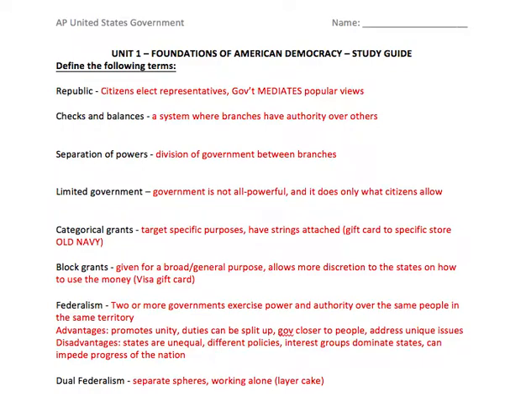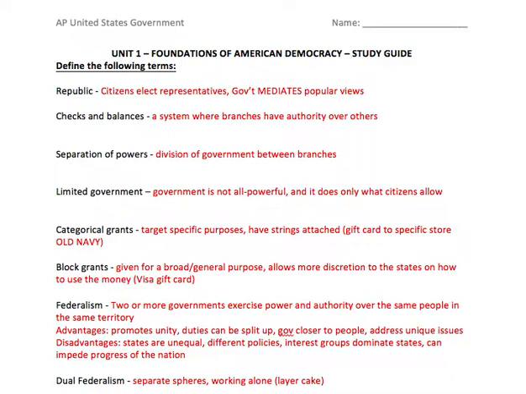We'll start with a couple of key terms here. Understanding the idea of a republic. We have a republic here in the United States because we have representatives that we elect. The government is then meant to mediate any popular views, so there's not any quick and drastic change.